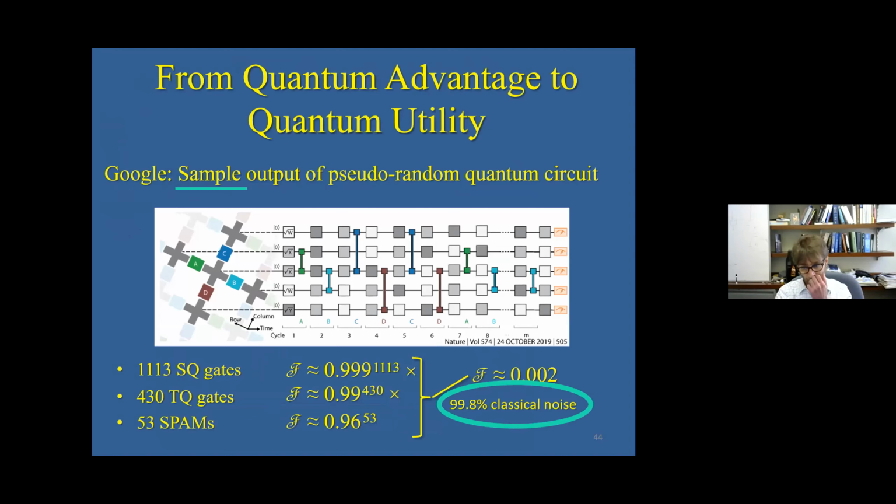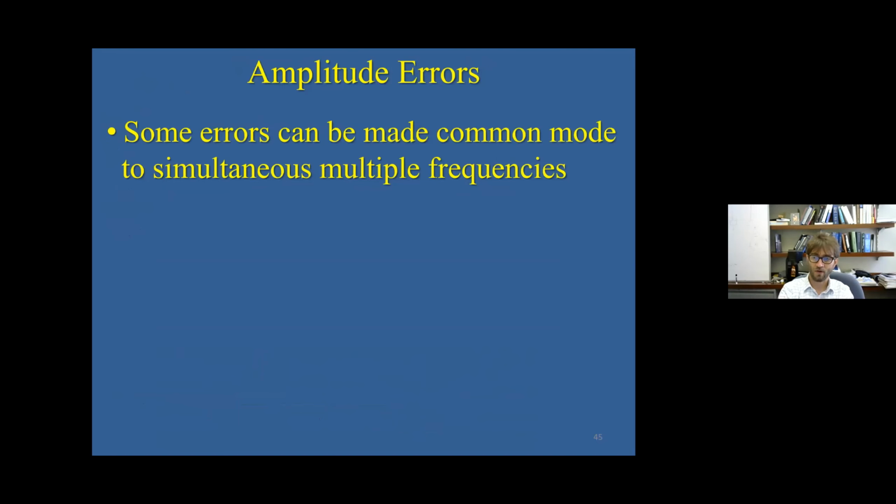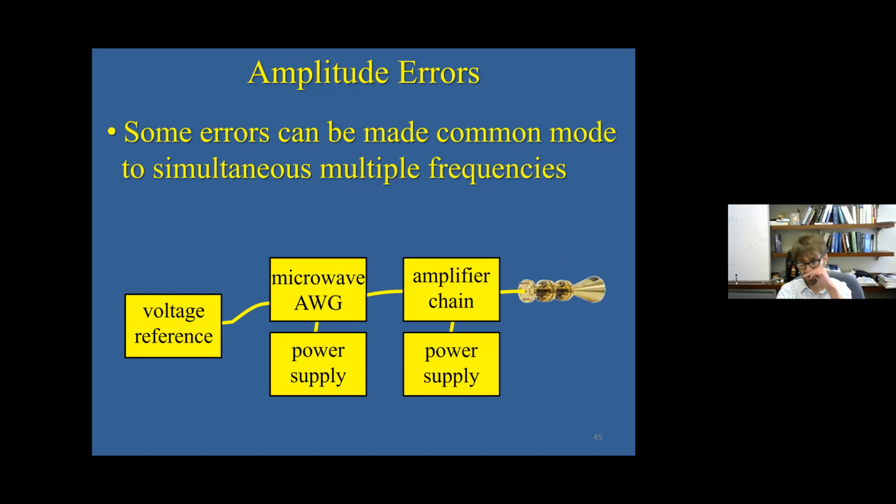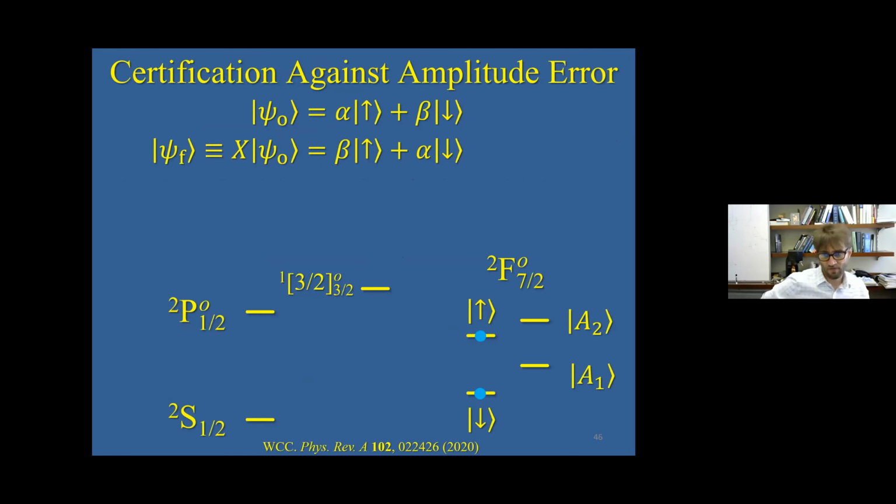So if we think about sorting the wheat from the chaff in the NISQ regime, okay, how do we know when we've had an error? How do we know which results to trust if we're in a regime where most of the results are not trustworthy? We can think about amplitude errors as being one of the sources of that noise. And that's the one that I think about the most because amplitudes are difficult to control compared to frequencies. And so we have a scheme for this.